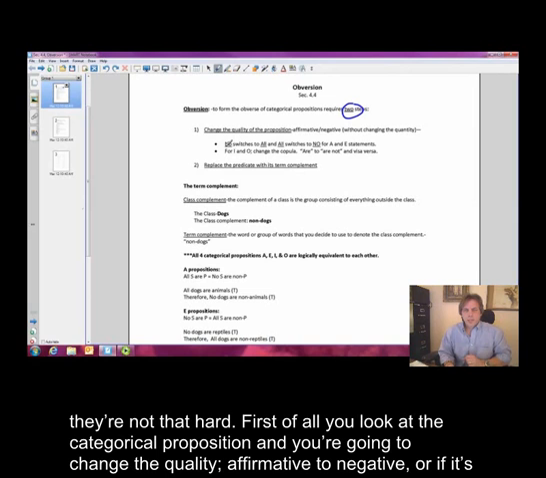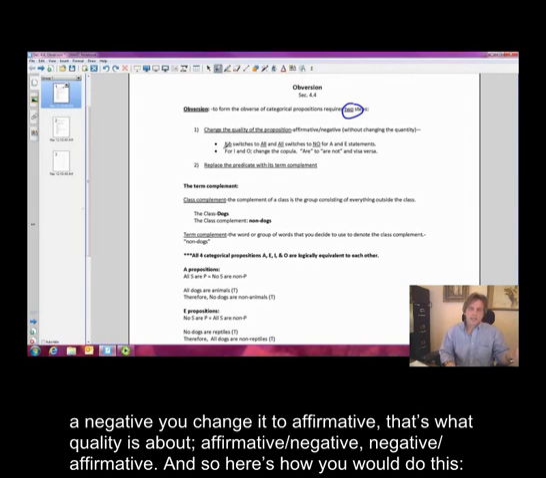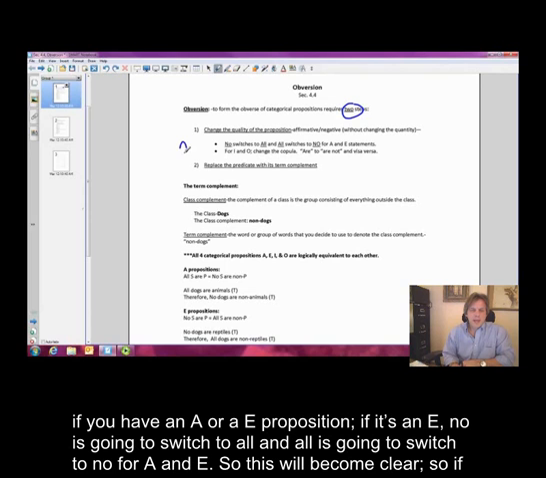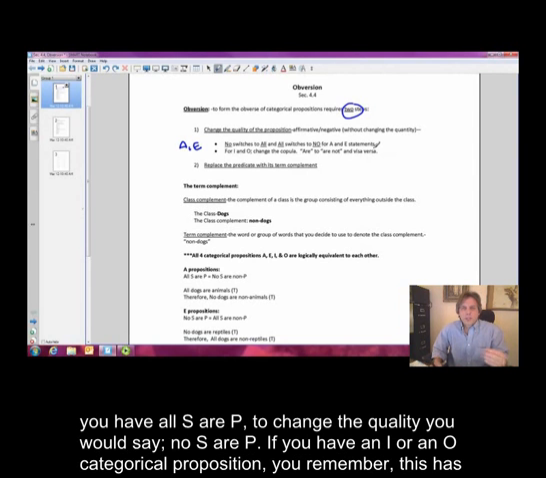First of all, you look at the categorical proposition and you're going to change the quality. Affirmative to negative, or if it's a negative, you change it to affirmative. That's what quality is about. Affirmative, negative, negative, affirmative. And so here's how you would do this. If you have an A or an E proposition, no is going to switch to all, and all is going to switch to no. Okay, so this will become clear. So if you have all S are P, to change the quality, you would say no S are P.